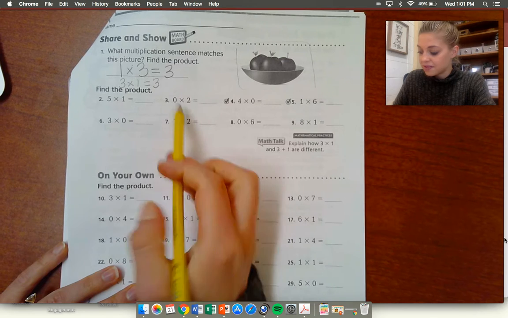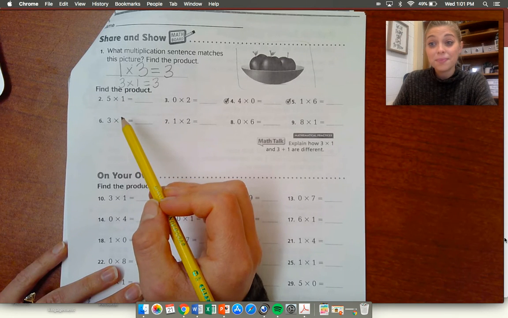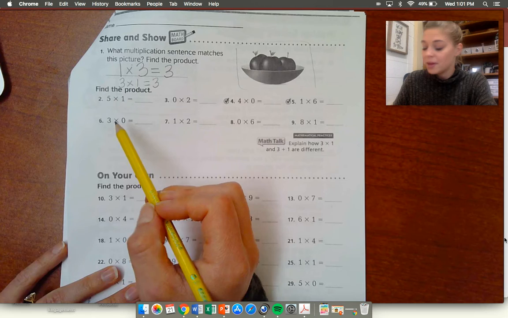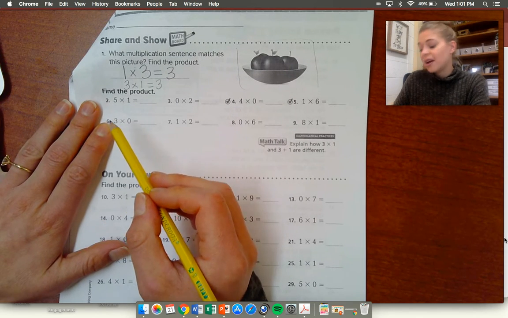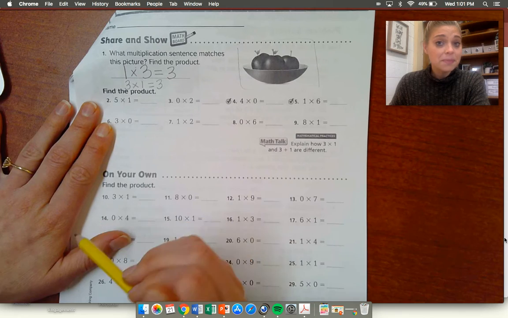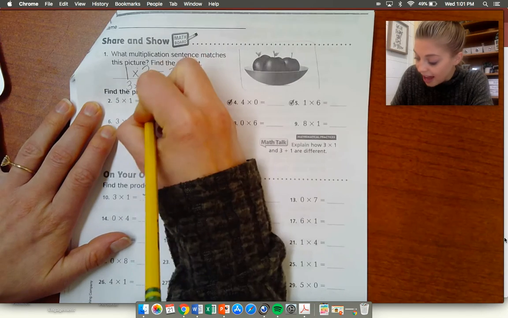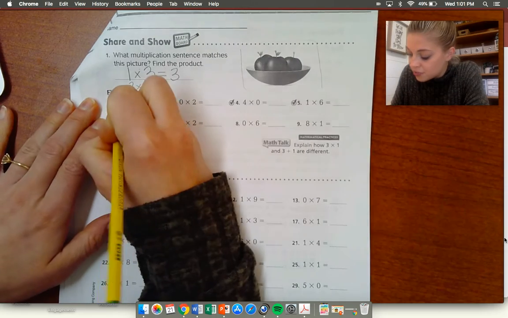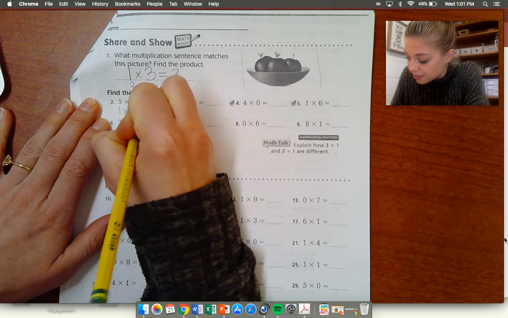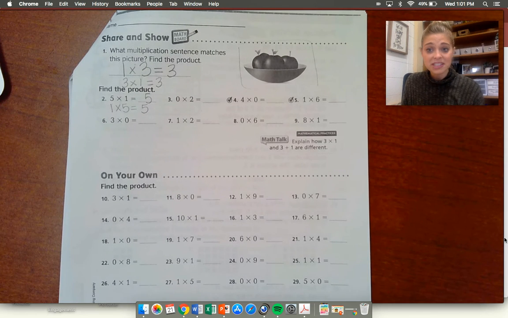Now we have to find the product. Remember that the product is the answer to a multiplication problem. So 5 times 1. Well, I can remember that any number multiplied by 1 is going to be that same number. So it's going to be 5. We could also do 1 times 5 equals 5. 1 times any number is going to be that same number.